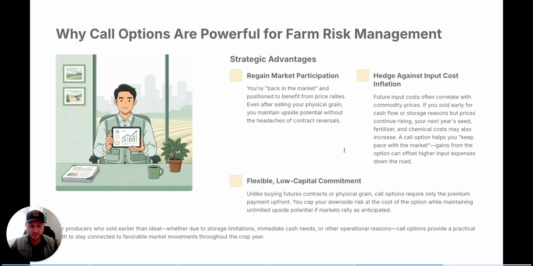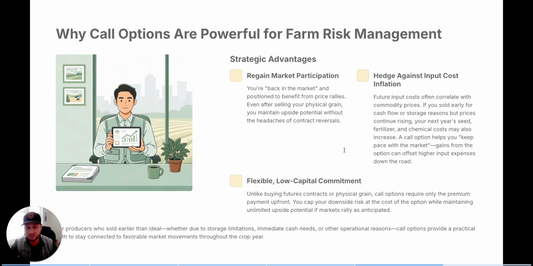The other one is, and this is a really good one, especially for people that sometimes feel that they're forced to sell at harvest for cash flow or storage needs. So engaging in a call option can be a really good hedge against your future input costs. So your future input costs are generally correlated to what commodity prices are. So if you sold early for that cash flow or storage needs, but prices continue to rise, your next year's seed, fertilizer, and chemical costs may also increase.